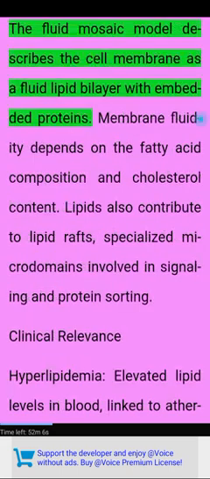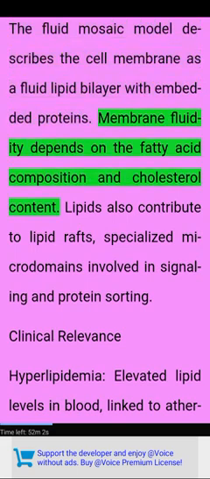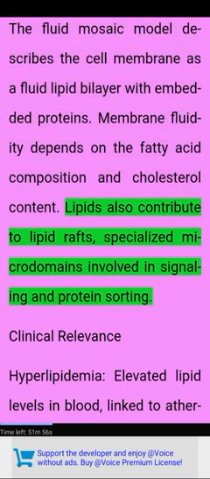Membrane dynamics and lipids. The fluid mosaic model describes the cell membrane as a fluid lipid bilayer with embedded proteins. Membrane fluidity depends on the fatty acid composition and cholesterol content. Lipids also contribute to lipid rafts, specialized microdomains involved in signaling and protein sorting.